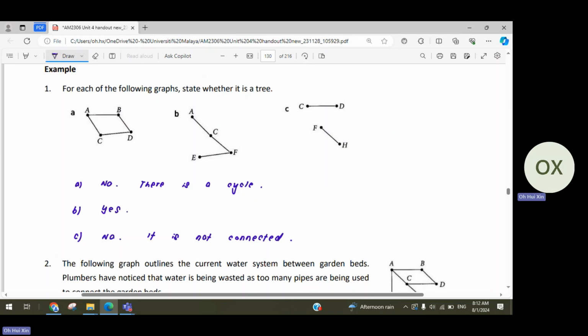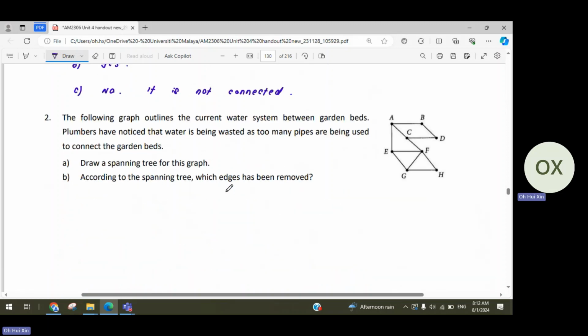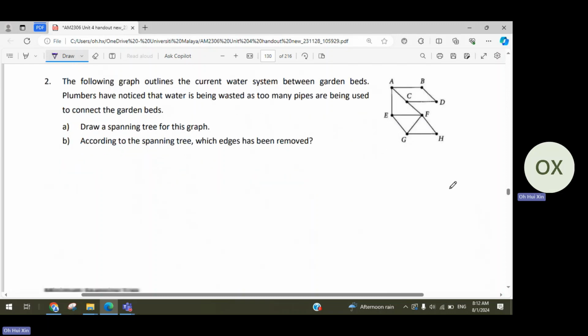I think it's quite straightforward. For part 2, the following graph outlines the current water system between garden beds. The plumbers have noticed that the water is being wasted as there are too many pipes being used to connect the garden beds. Question A asks us to draw a spanning tree for this graph. There can be a lot of different answers. It just depends on which way you would like to draw it.